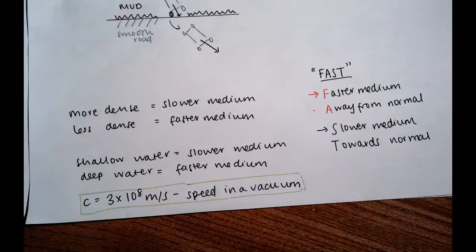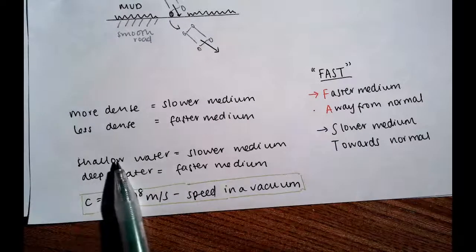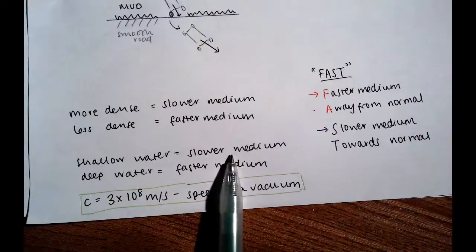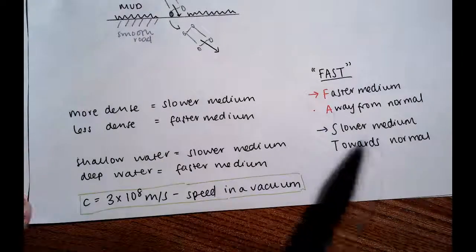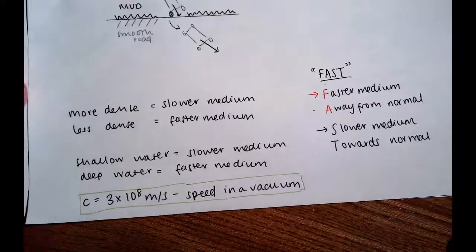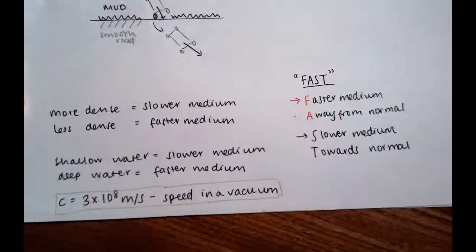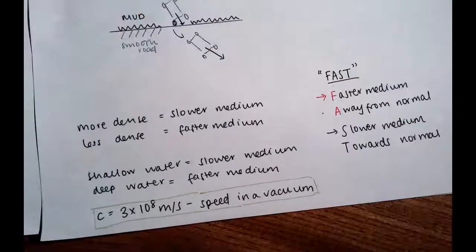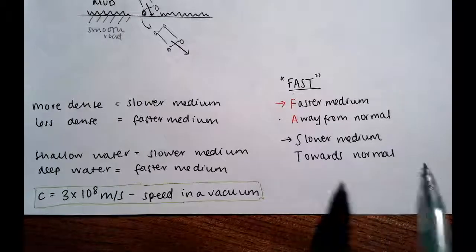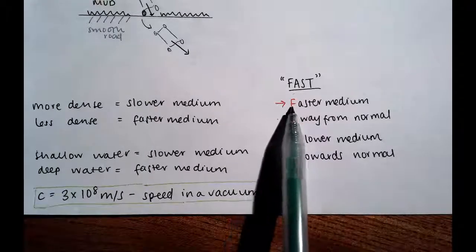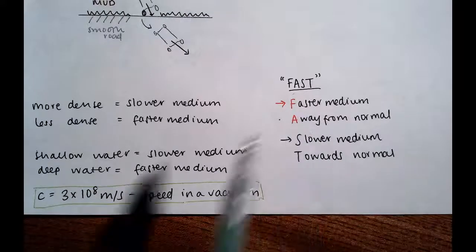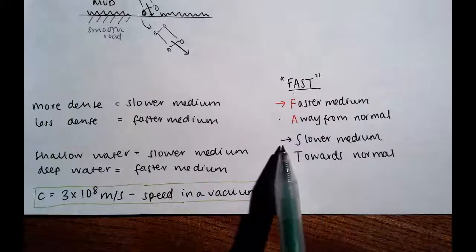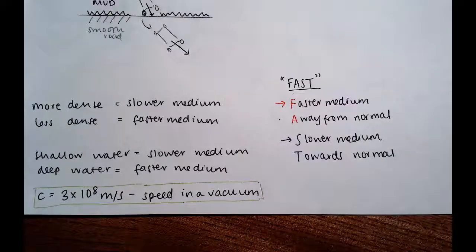Water works in a similar way. Shallow water is slower for waves to travel in. Deep water is faster. Now we've got this acronym, which is called FAST, which will help you to remember which way the wave will turn. Okay, if I am going into a faster medium, the wave bends away from the normal. If I go into a slower medium, I bend towards the normal.